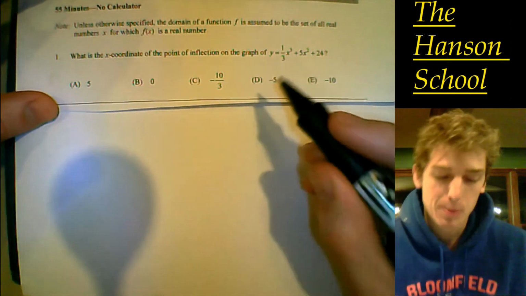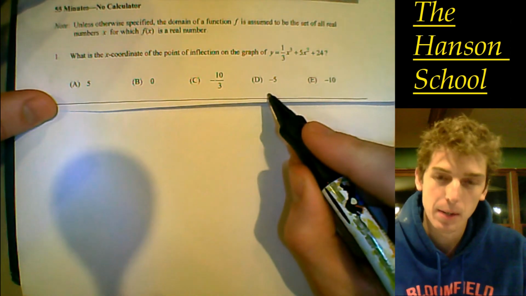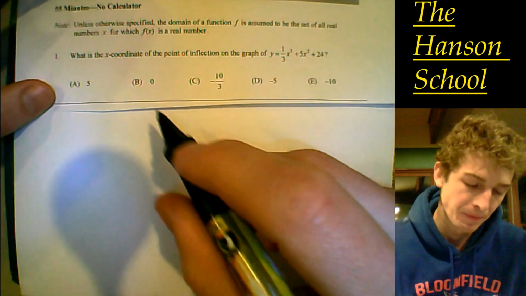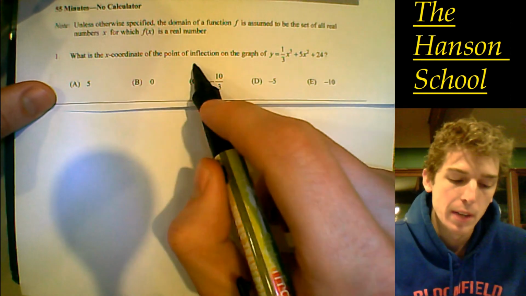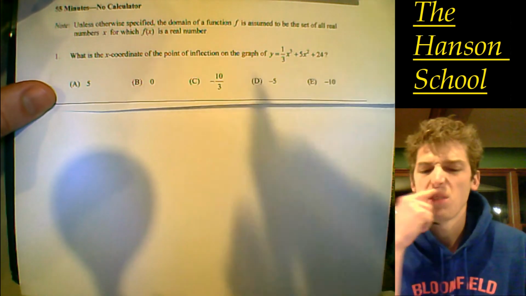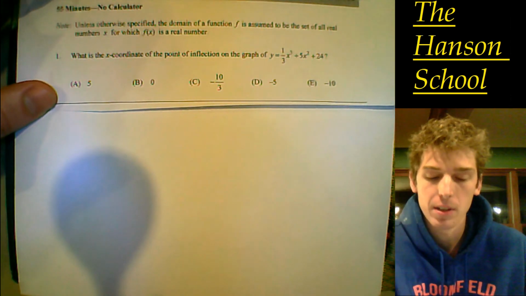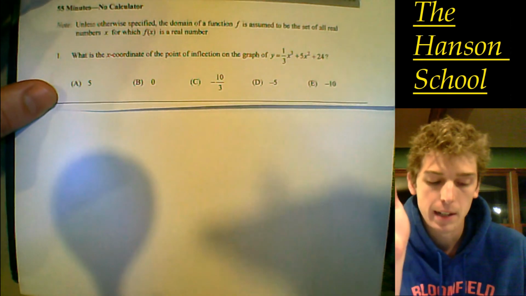Okay, so the answer to this problem is actually D, -5. So if you got that right, awesome. Go on to the next video. If you got that wrong, let's do it. All right, so first thing, it says, what is the x-coordinate of the point of inflection? What is the point of inflection? Point of inflection is a change in concavity. It's when you go from concave up to concave down, or from concave down to concave up.